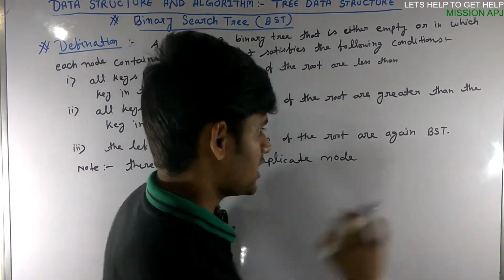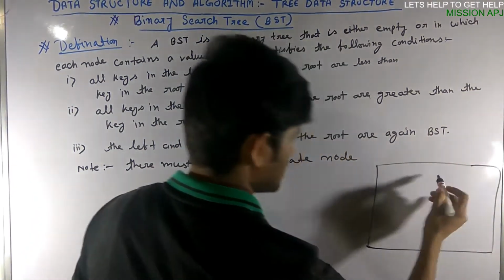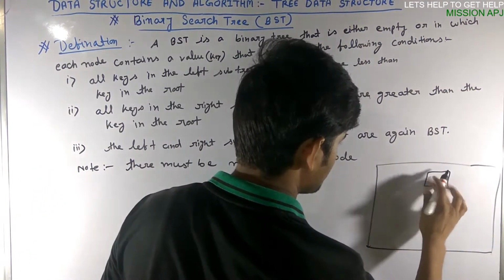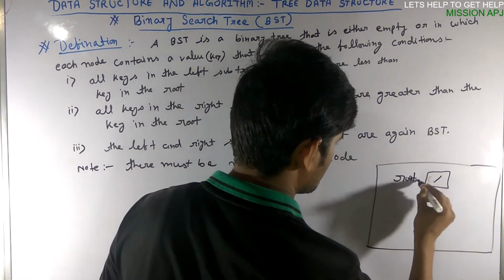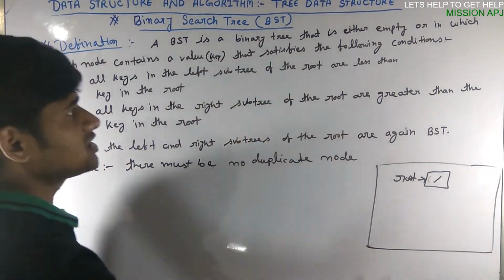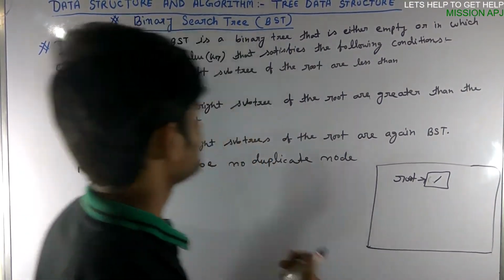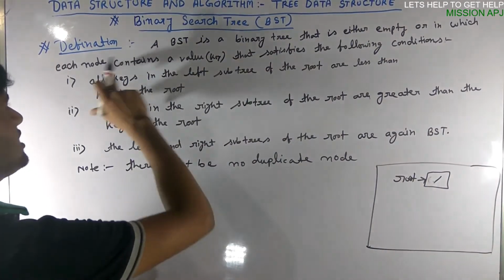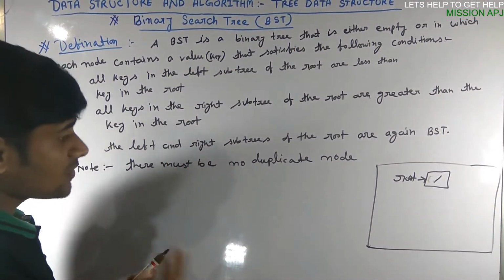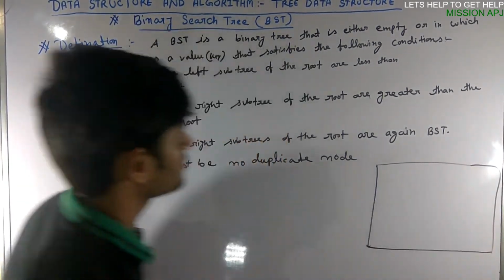So suppose we are creating a tree here. If it is empty, there is nothing, so of course there will be a root having a null value. So a binary search tree is a binary tree that is either empty, so it is a binary search tree which is empty. That's simple. And in which each node contains a value, key. If it is not the empty one, then each node will contain a value.